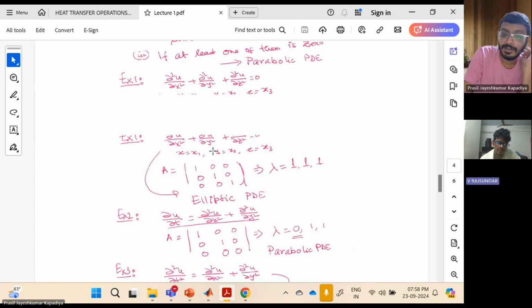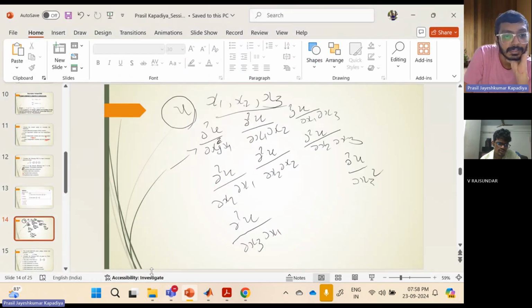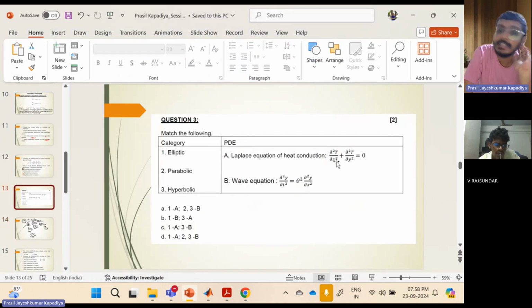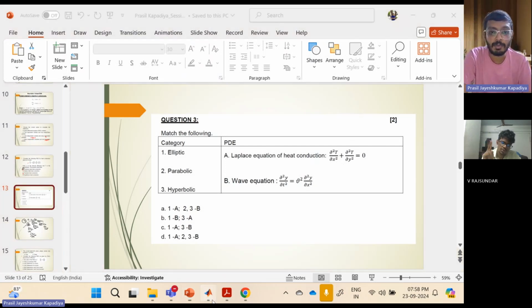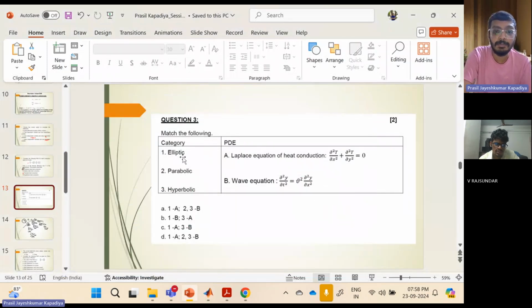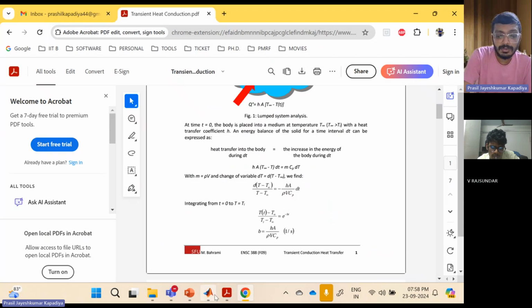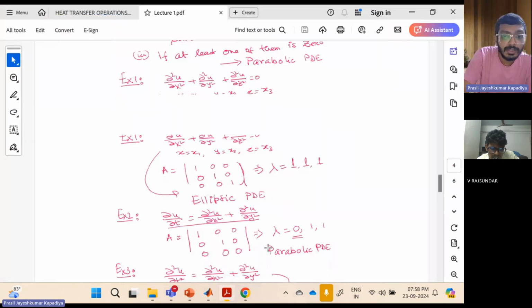Property of eigenvalues. If I find the eigenvalues of this, all three eigenvalues come out as 1, 1, 1. So it is called an elliptic PDE. Our question is del square u by del x square plus del square u by del y square. This will have the same eigenvalues, it's a similar problem, so we will get 1 comma 1. So it is an elliptic PDE. So the first one is an elliptic PDE.